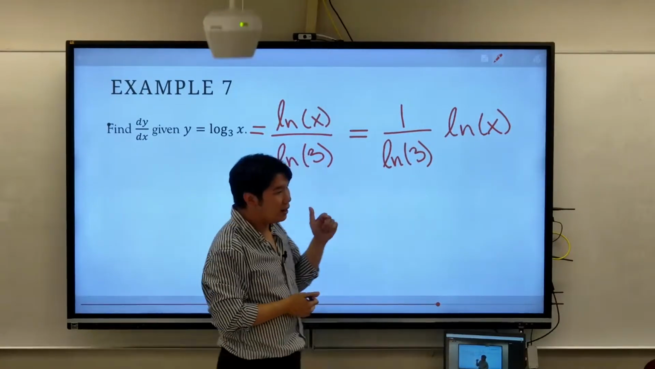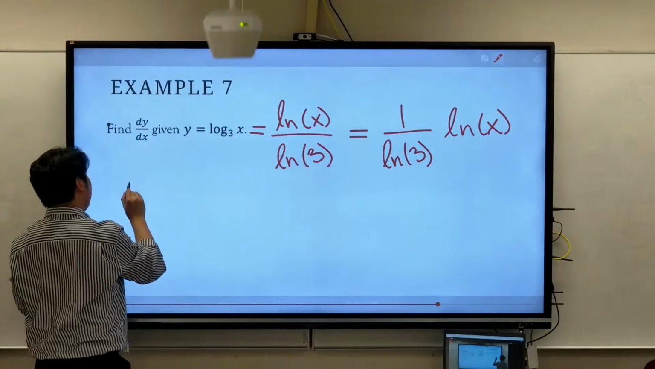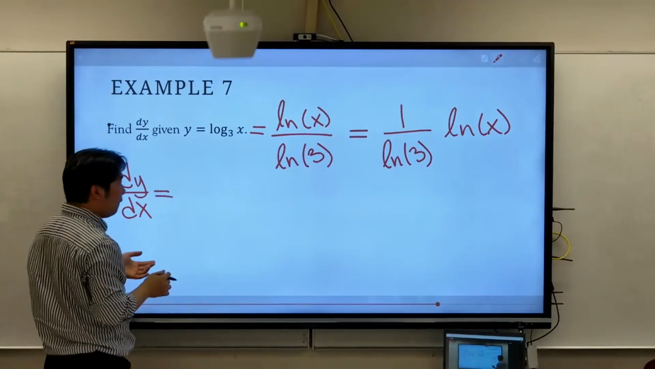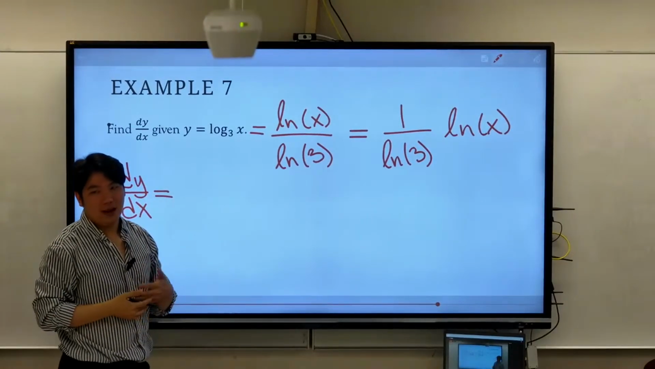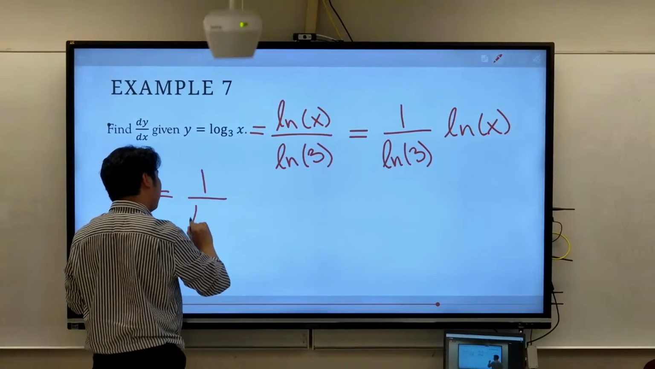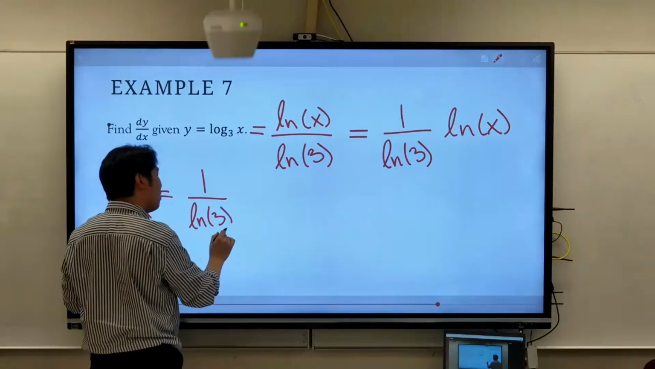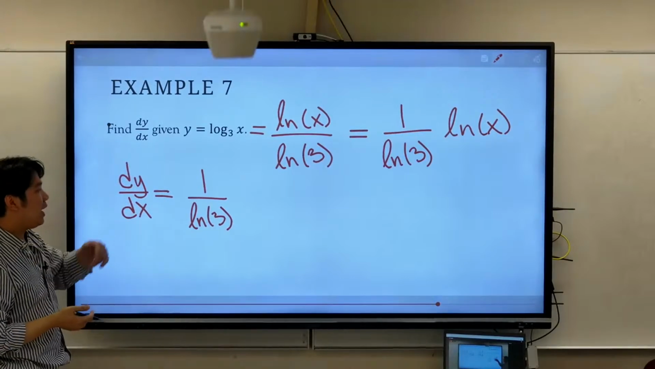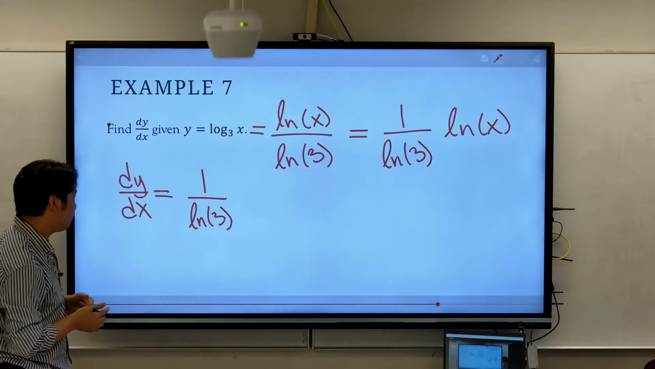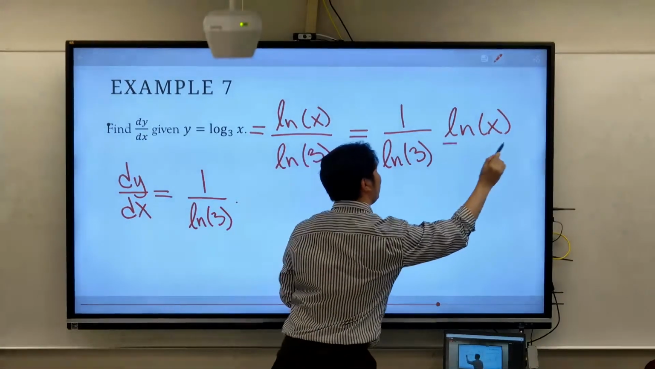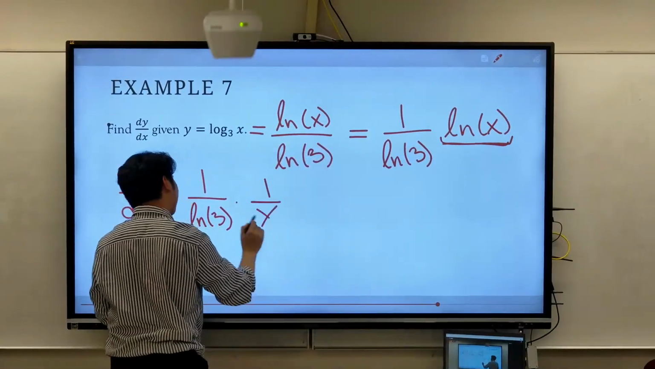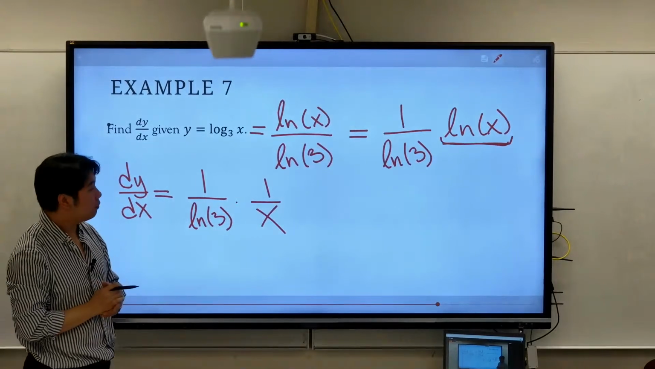So if I want to go ahead and take the derivative, dy dx. We already said whenever I have a coefficient, it's just going to go along for the process. So I'm going to go ahead and just write 1 over natural log of 3 already. It's a coefficient. And now I'm asking what's the derivative of the natural log of x? What's the derivative of what I have here? Yeah, 1 over x. And then we're done.